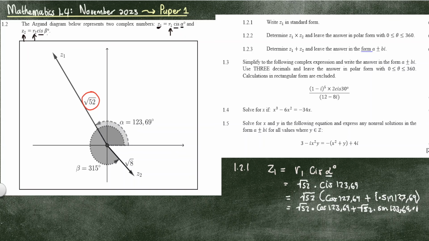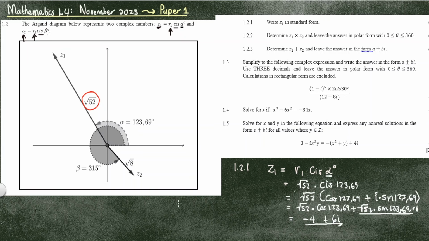Then we simplify. Square root 52 multiplied by cos 123.69, I'm getting a negative 3.99999. Rounding this off, we basically have a negative 4. For the sine part, the answer is 6i. So the answer is negative 4 plus 6i.